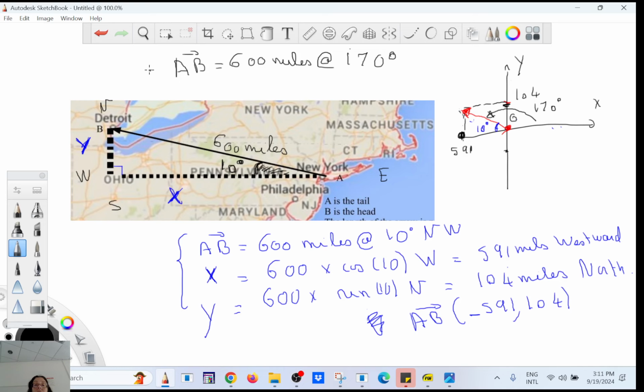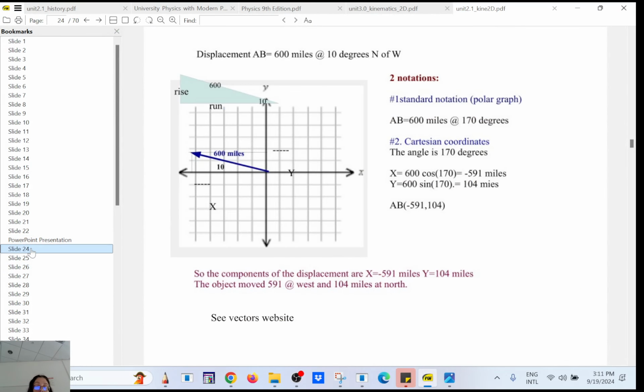Okay, I will show you again, but that's the idea. If it helps you, again, you see 600 miles, 10 degrees north of west. So this is the Cartesian coordinate system: minus 591, 104. If you use the standard notation, that will be 600 miles at 170 degrees.